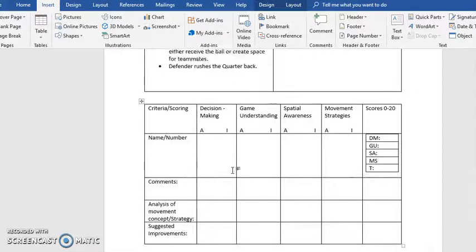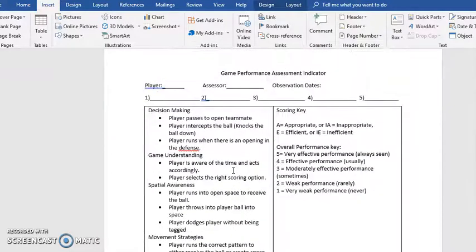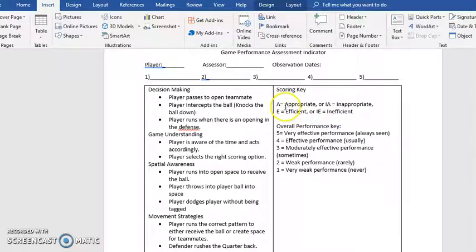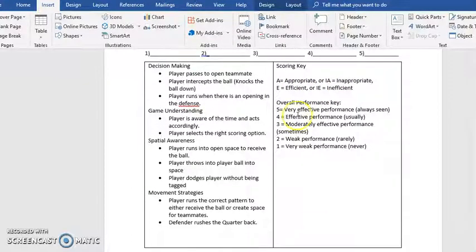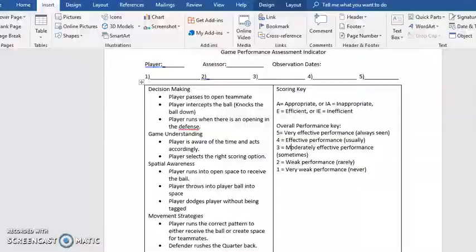We're going to have a look at some specific examples. Before we get there, A stands for appropriate, or IA inappropriate. E equals efficient, or I equals inefficient. If you put them down, that's just what they mean. These are some indicators of what the scoring system is. A very effective performer is one you always see it from, so you've given 5 scores out of that. Now we're going to have a quick look at an example.